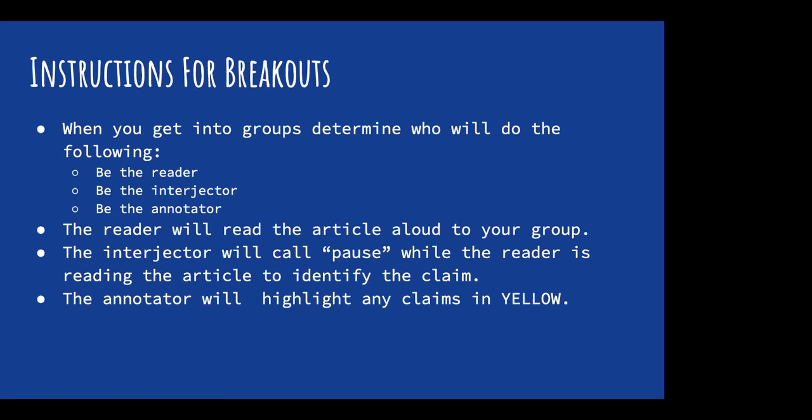Someone is going to be the interjector. And that person, as the reader is reading, will stop and say "pause" if they see a claim. And then you have a person who will be the annotator. And that person, once the interjector says "pause," the annotator will highlight the claim that the group identifies in yellow. There will be multiple claims within this argument. This is a student paper, a student opinion paper, okay? Are there any questions on what I'm asking you to do before we move to breakouts?